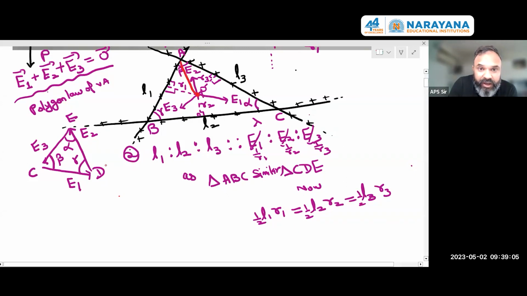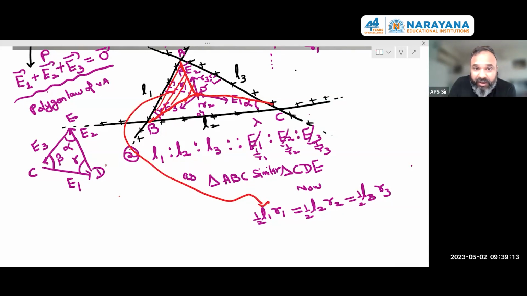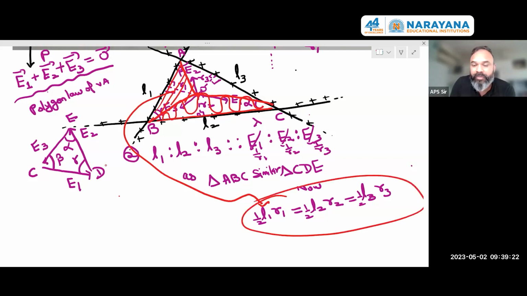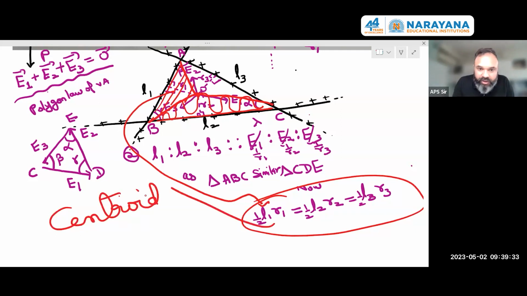If you look into this area, the area of this triangle is half of L1 R1. Similarly, you can make a triangle here. Remember, that is not along E1 and E3. This is different. The area of this triangle is half of the base L2 into R2, and similarly this. So the three areas are equal. So a point inside the triangle which is dividing that area into three equal parts is the centroid. So hence it is centroid. Because of this, now I can say it is centroid.